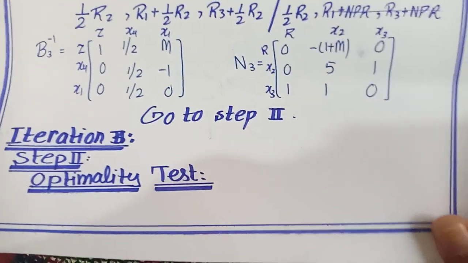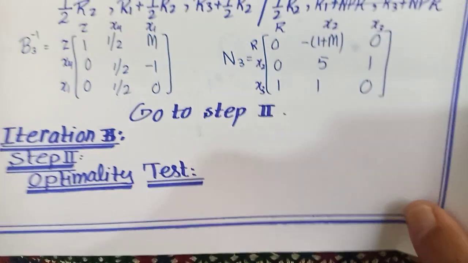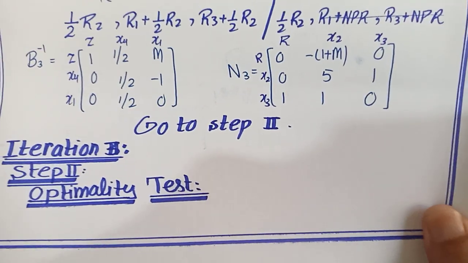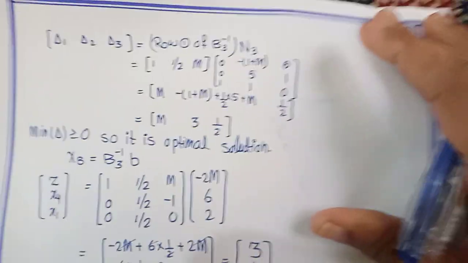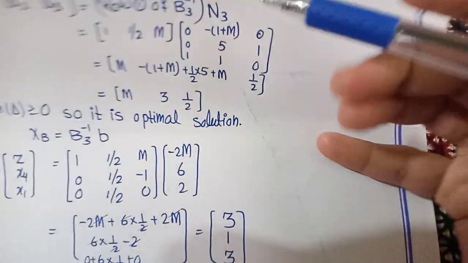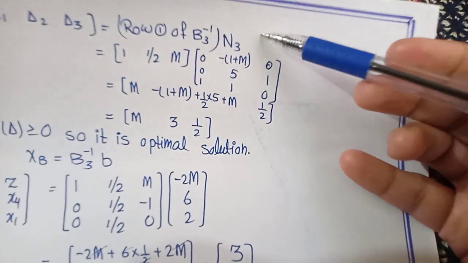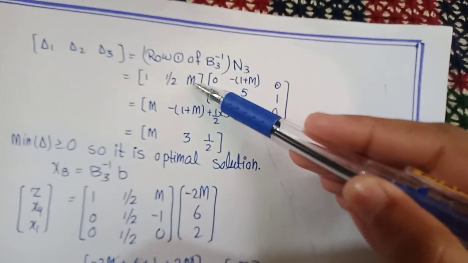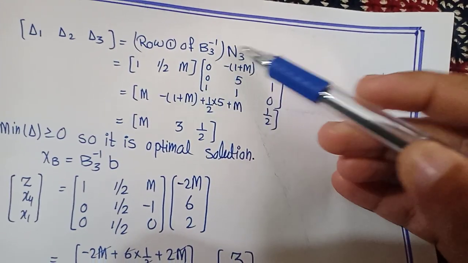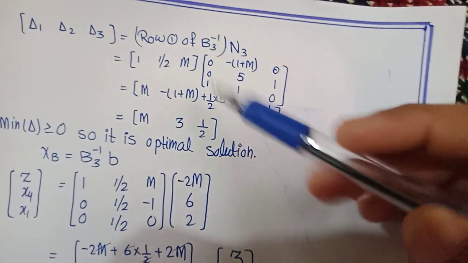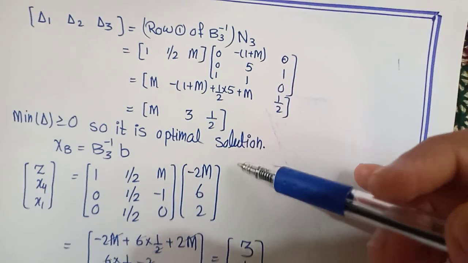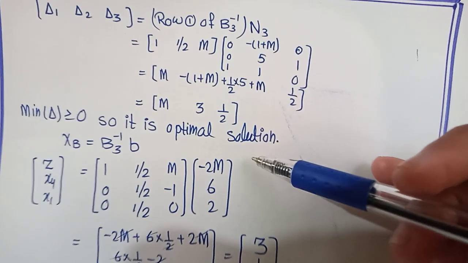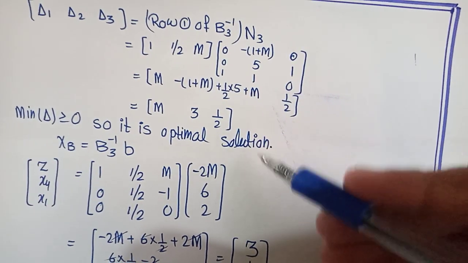Keep repeating the steps. Step number 2, then iteration number 3. Step number 2 is the optimality test. In the optimality test, first we compute delta 1, delta 2 and delta 3 using the row of B3 inverse and N3 matrix, following multiplication, gives 1 over 2. So it is an optimal solution. No negative signs are given. So this optimal solution is given.